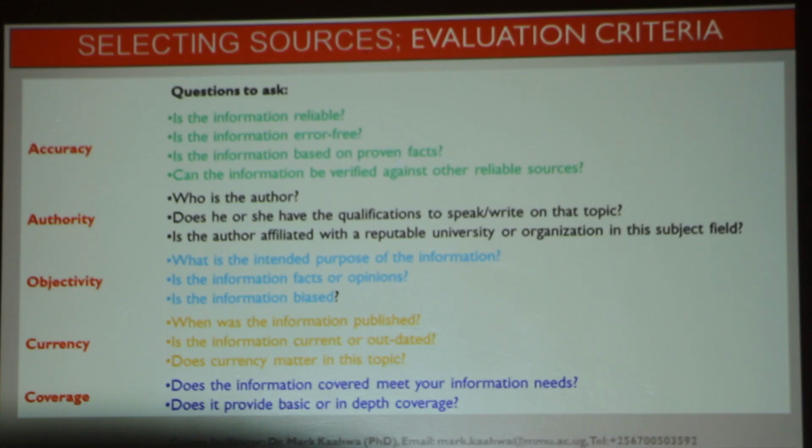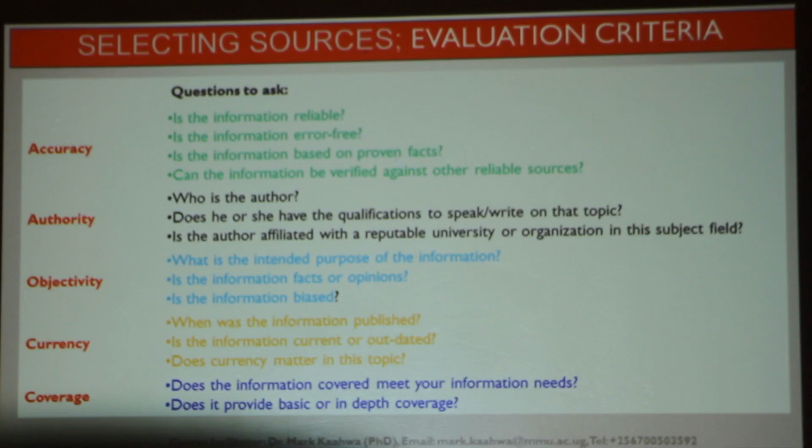Now that is authority. Then objectivity. What is the intended purpose of the information? If it is a published article, a book chapter, a book, or a conference proceeding, what is the intended purpose of this information? Does it, for example, address a community concern, a community problem, a community challenge?